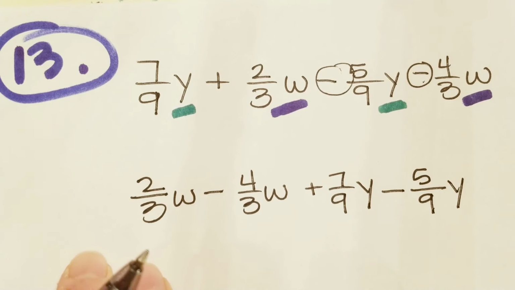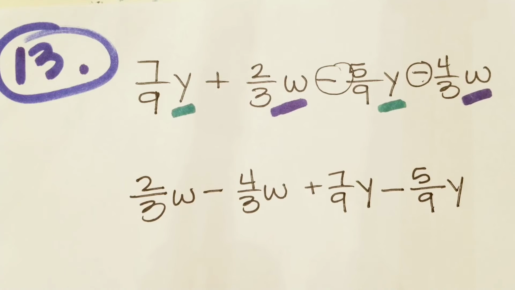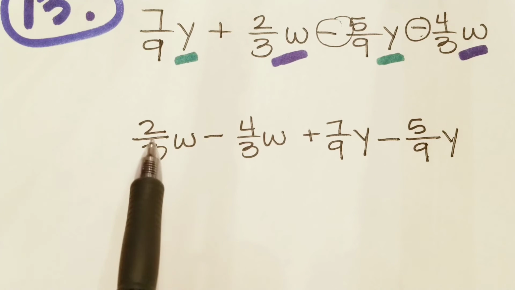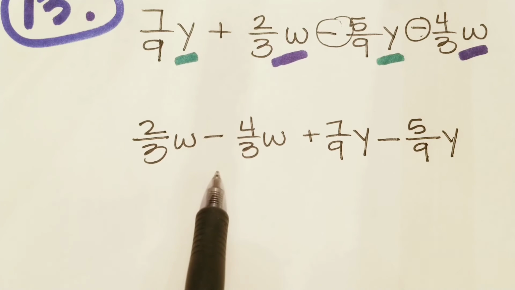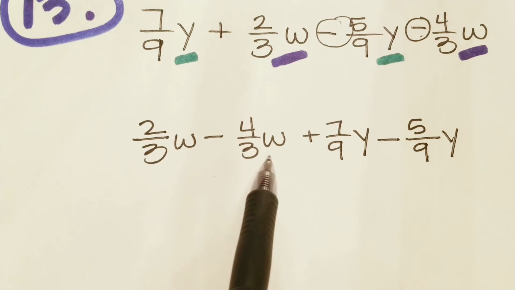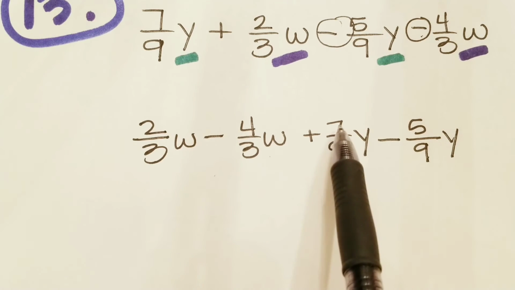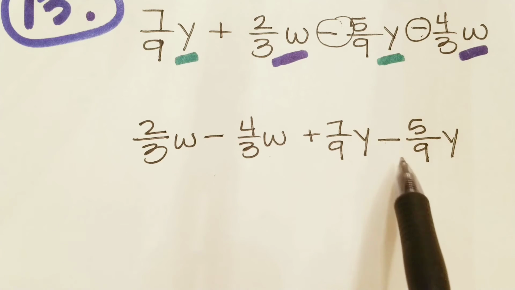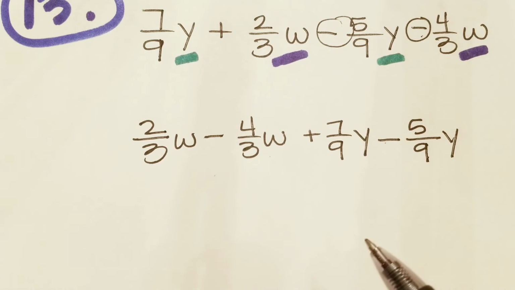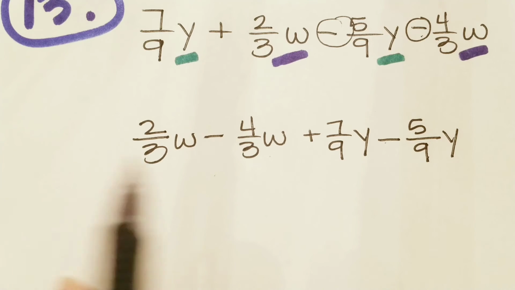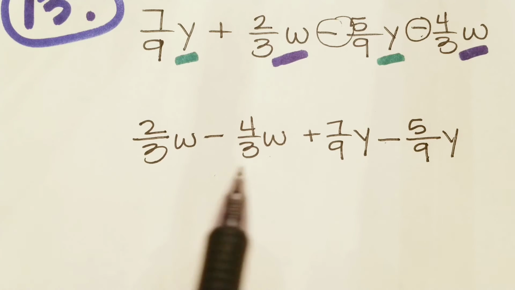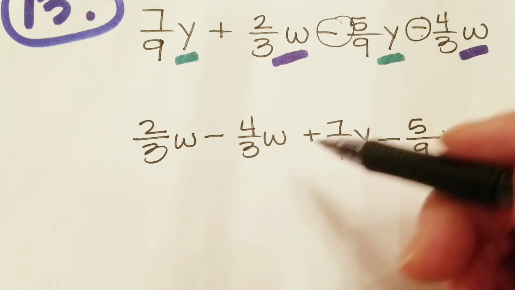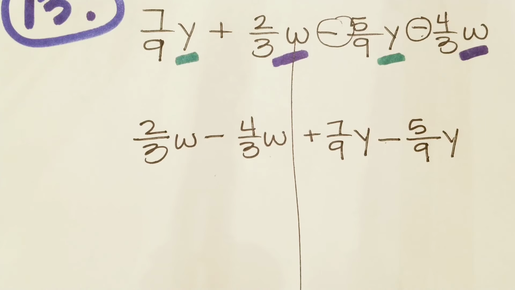Now, a couple of things you could do here. You could just simply recognize that 2 minus 4 is negative 2, so you get negative 2/3 W, and you can recognize that 7 minus 5 is 2, so you get 2/9 Y, and that would be your answer. But for sake of being thorough, I'm just going to undo these problems, okay? So I'm just going to break it in half, if you will.